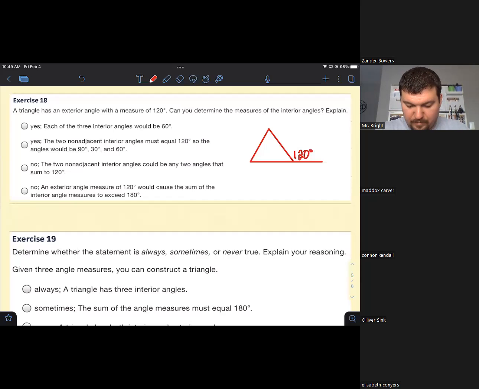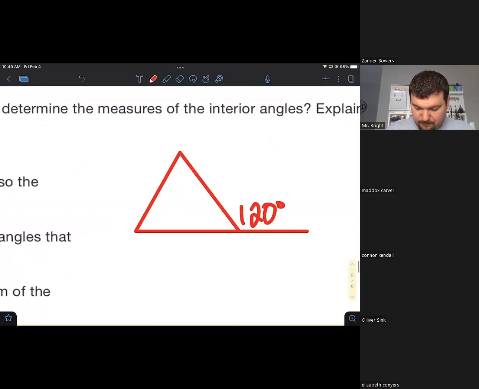Yes. Why do you say yes? Because the two non-adjacent angles have to equal something. And so then you set up an equation and then you can figure out the last angle. Okay, here's my question to you, Xander, and for anyone else who is thinking that though. Do we know that the two non-adjacent interior angles are the same size? No, but they don't have to be. Okay, you're right. They don't have to be.